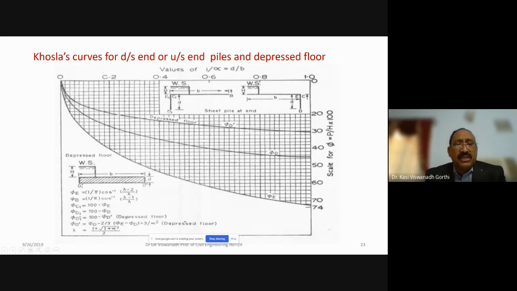The depressed floor is with a floor depression of D here. B is the length of horizontal floor, H is the head causing flow, and D is the depression.